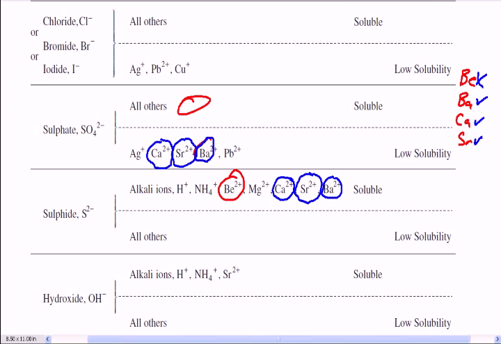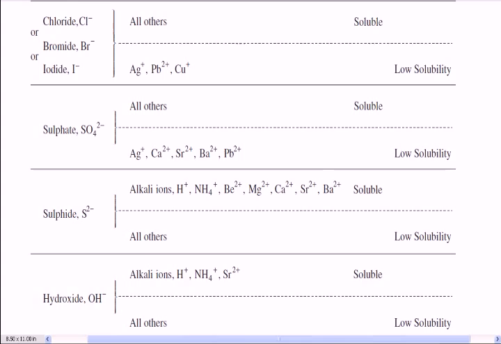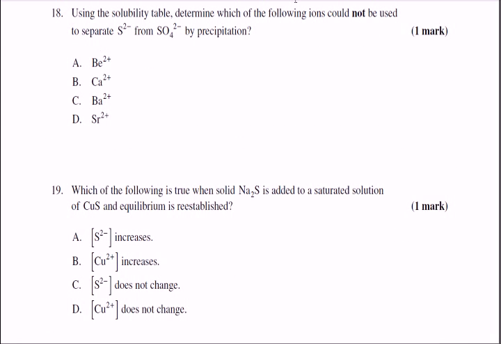So let's go back to our question now that we know it's beryllium. So again, beryllium is our answer right here. It is soluble with both. And these ones are only soluble with one, insoluble or low soluble with the other.